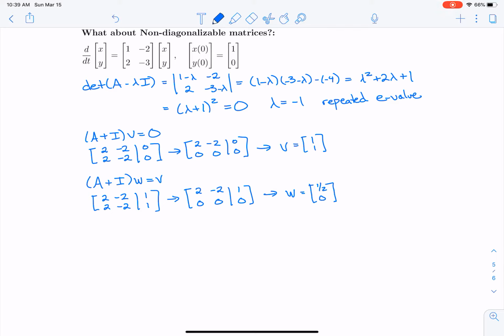And so now we have a matrix P. That matrix P is the eigenvector (1, 1) and the generalized eigenvector (1/2, 0). But we don't have a diagonalizable system anymore, so we don't have a diagonal matrix. Instead, what we have is a Jordan form, and that Jordan form is going to have the eigenvalue negative 1 on the diagonals, and then it's going to have a 1 in between those two eigenvalues. Then we would have to calculate what P inverse is. I'm not going to do that right now. I think that you're all capable of finding the inverse of a 2x2 matrix. That inverse is going to be [0, 1; 2, -2].